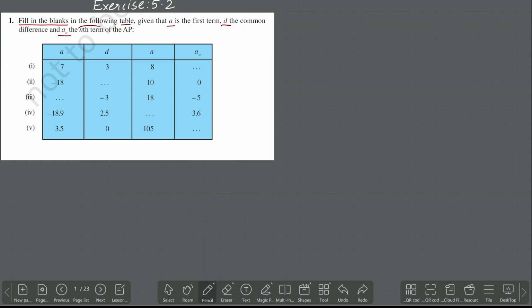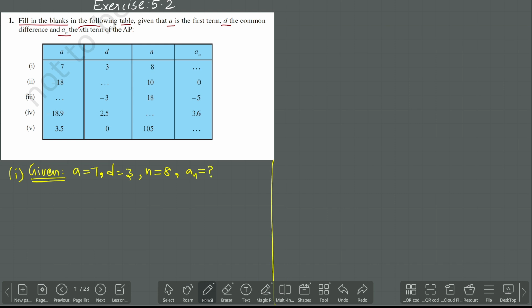So I'm going to start with the first question. A value they given 7. From the table we are rewriting it. The given things I'm taking here. A value what they given? 7. What is given D? D value 3. What is given N value? 8. What we have to find? AN equal to question mark.